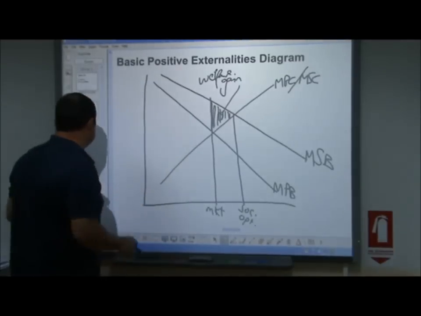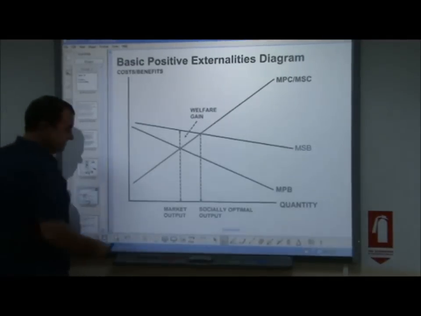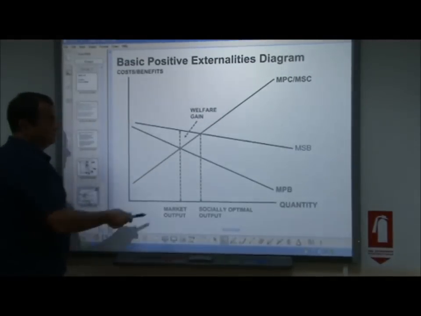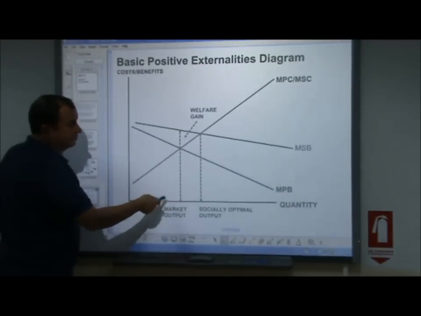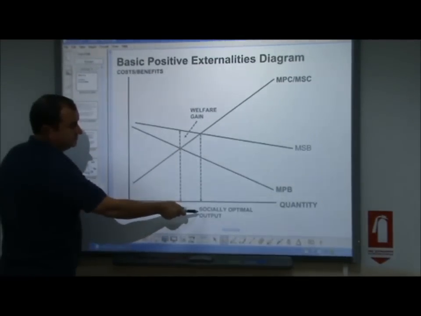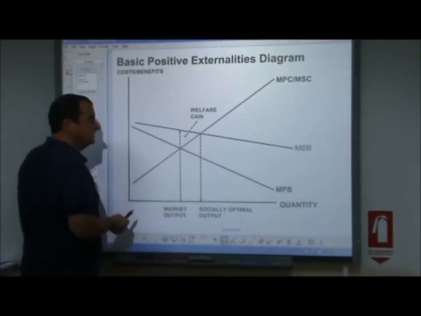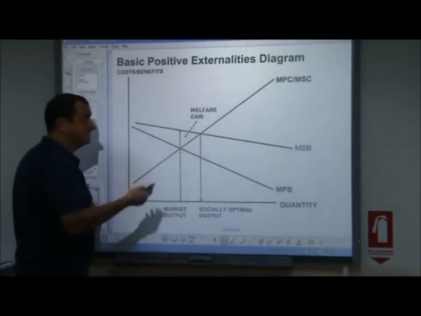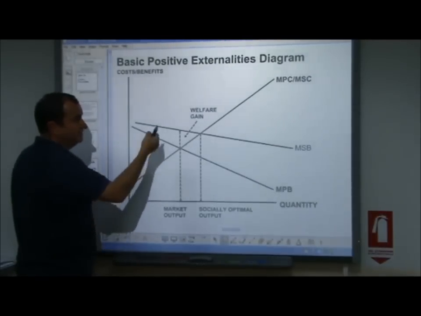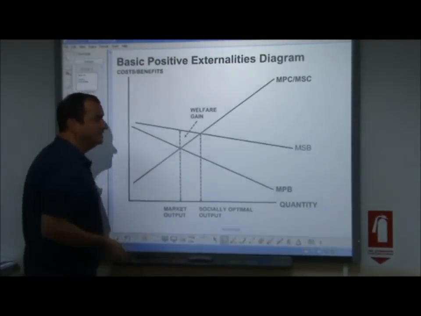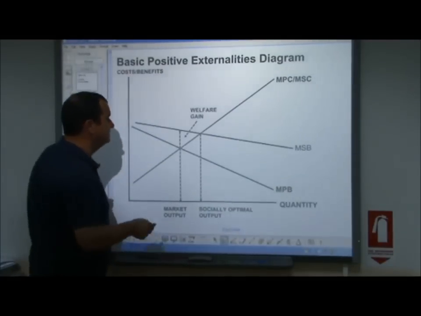Let me give you a nice, neat version of this diagram. There. That is the same diagram. So there's the market level of output. It's not enough. There is more benefit to be had. That's the socially optimal level of output. The government can correct this by offering a subsidy and reducing those private costs. So we'll get to how we do that in a diagram in another video, in video 20.